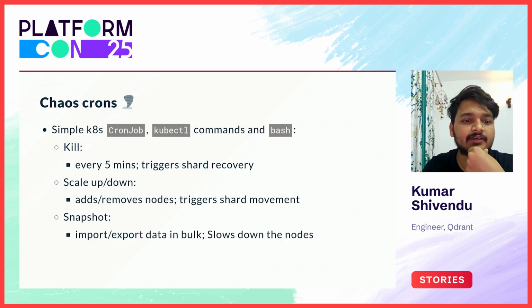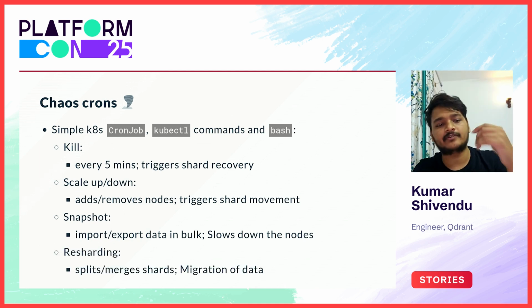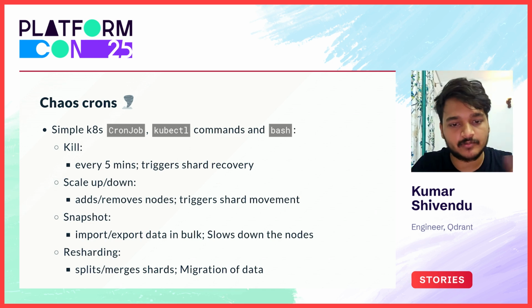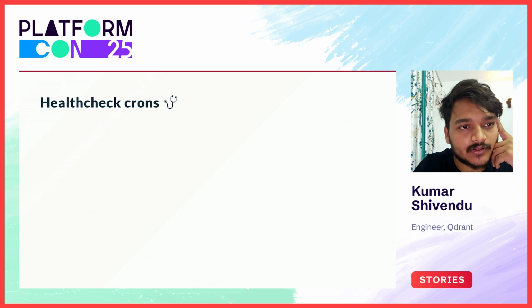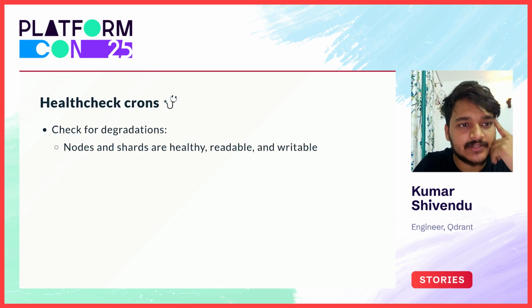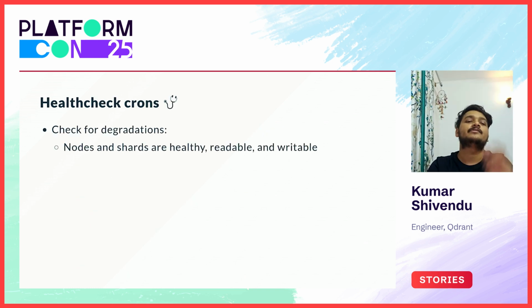And we also take snapshots, which slows down the node for a while, and it also occupies disk space, so it does that flow as well. And we have resharding, obviously, for splitting and merging shards, which also does partial migration of data from one shard to another. So yeah, and for health checks, we mainly check for these degradations.